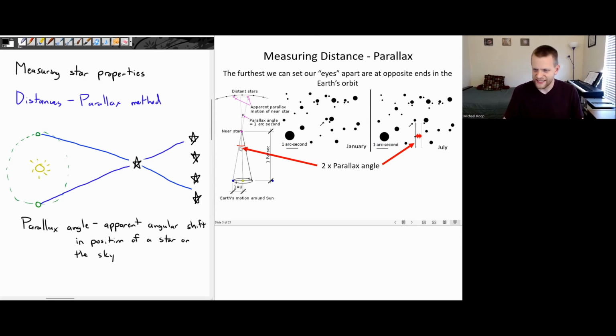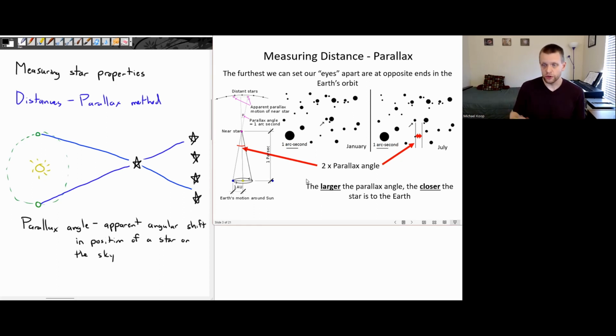We're not going to worry about the exact geometry of this. Technically, this angle labeled here would be twice the parallax angle, so this is twice the shift. But basically, the larger the parallax angle, the closer the star is to Earth. Just like when you hold your finger up close to your face and switch eyes, there's a bigger apparent shift compared to the background than if you hold your finger further away. So the larger the parallax angle, the closer the star is to our solar system.